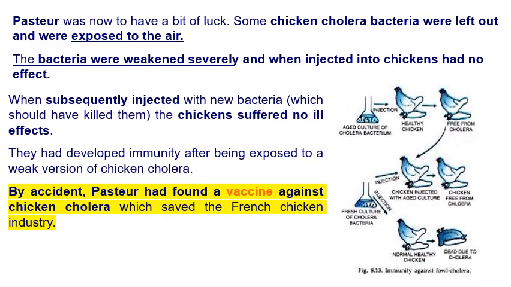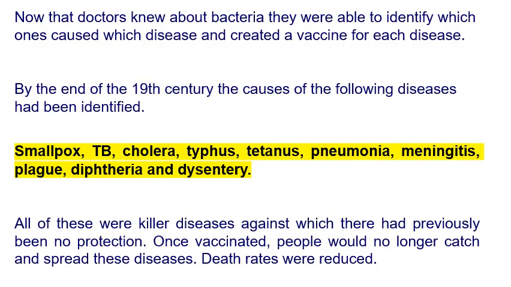Yeah, completely by accident, he found this vaccine and saved the entire French chicken industry. Good for him. And it continues. You then, during the 19th century, find vaccines for all sorts of things are available. Smallpox, we knew about. Tuberculosis, TB, cholera, typhus, pneumonia, meningitis, the plague, diphtheria, dysentery. All these things now, scientists are able to identify the specific bacteria, develop a vaccine for them, give them to people, and protect them. Death rates plummet.